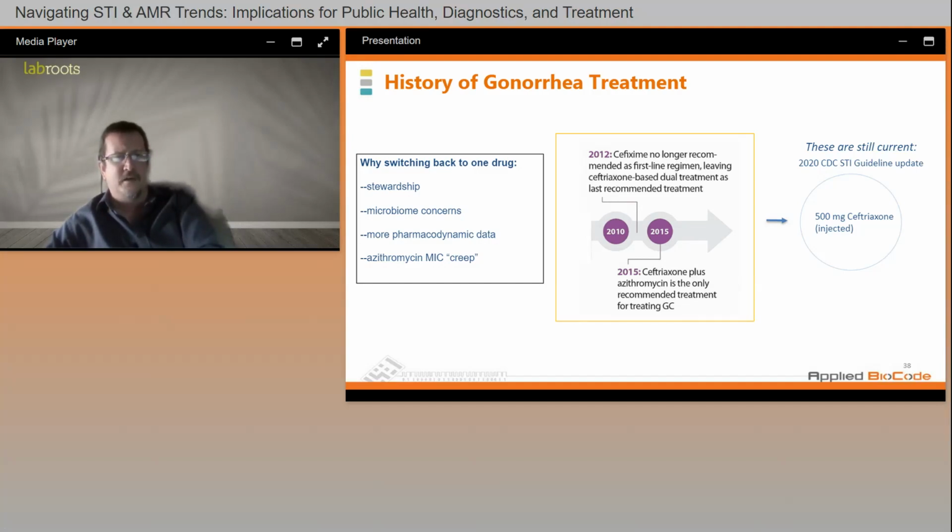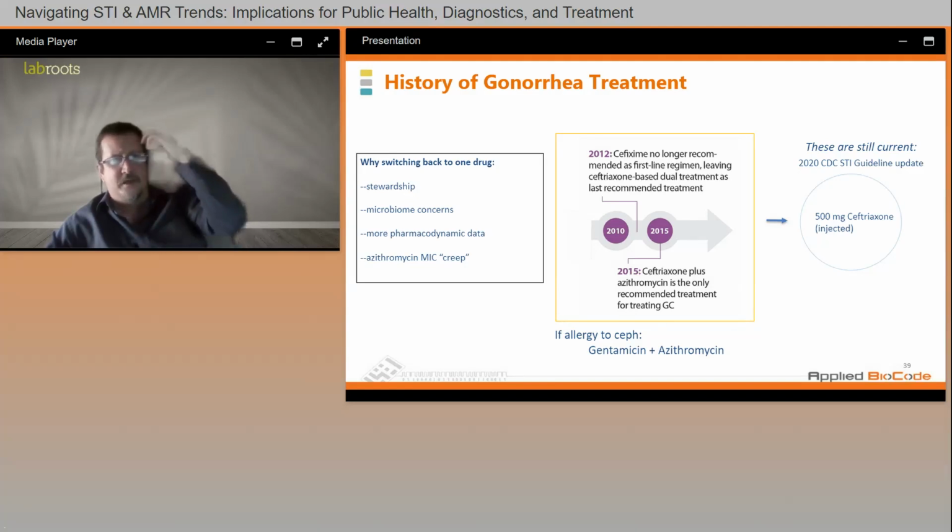And also we started to see a tiny bit of azithromycin MIC creep, which is to say we saw the MICs in gonorrhea starting to creep up. We don't want to lose azithromycin because we're really running out of drugs here. So removing it would remove the pressure for that MIC to creep up. So now we're leaning strictly on injectable ceftriaxone. And note that if there's an allergy to a cephalosporin, gentamicin plus azithromycin is still the treatment recommendation.